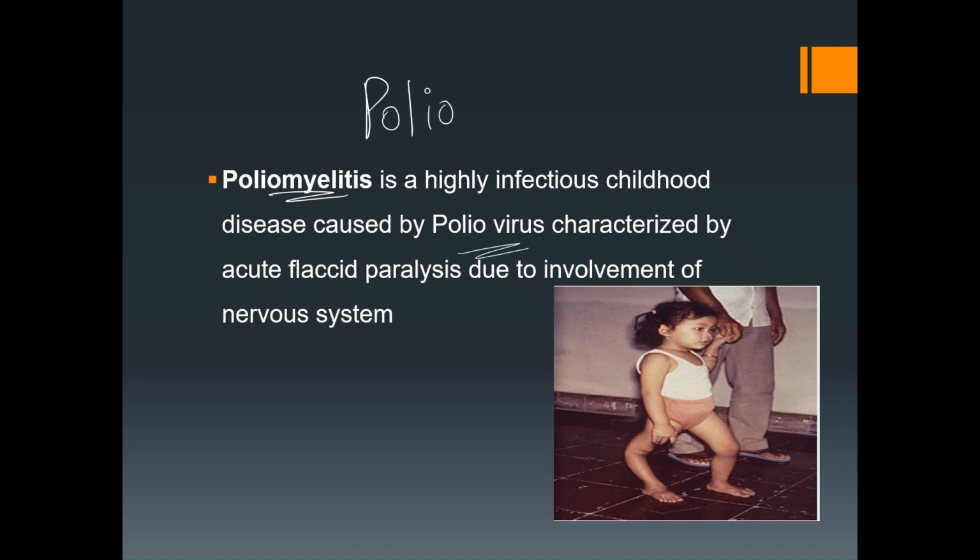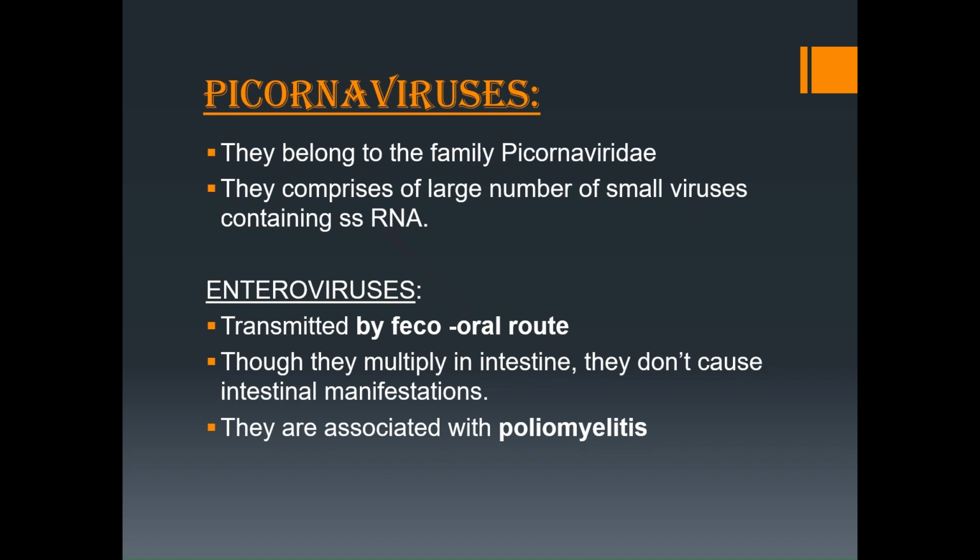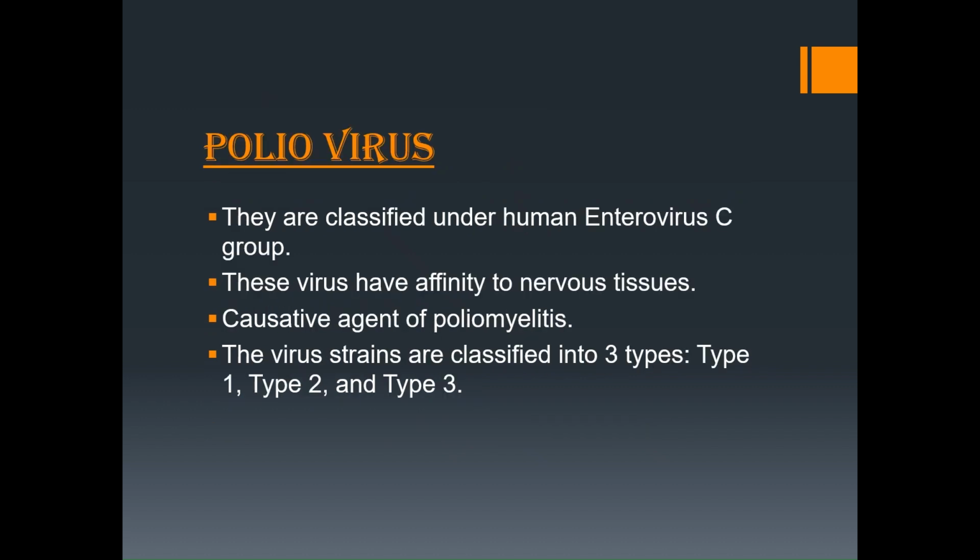You can see in this picture there will be paralysis of the involved muscle, and also involvement of the central nervous system. So in poliomyelitis there is involvement of the central nervous system as well as paralysis of the involved muscle. This poliovirus belongs to the family Picornaviridae. Under Picornaviridae, it belongs to enteroviruses. Poliovirus is classified under the human enterovirus C group.